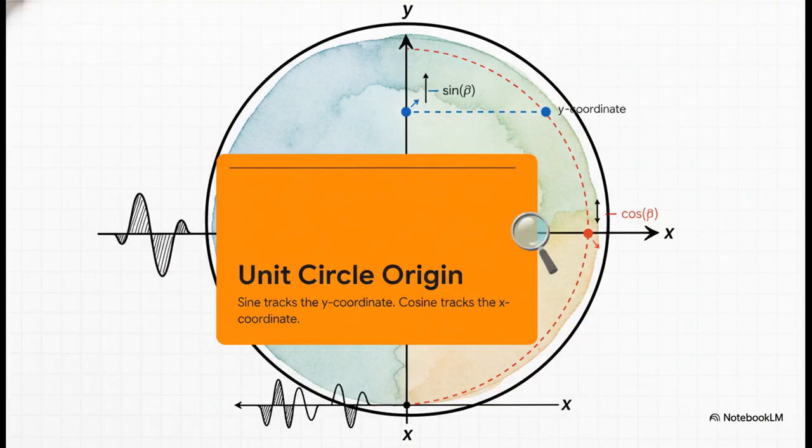It all boils down to where they come from, the unit circle. As you travel around that circle, the sine function is tracking your height, your y-coordinate. But the cosine function, it's tracking your horizontal position, the x-coordinate. That's it. That is the one single difference.